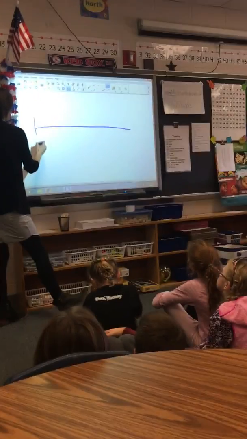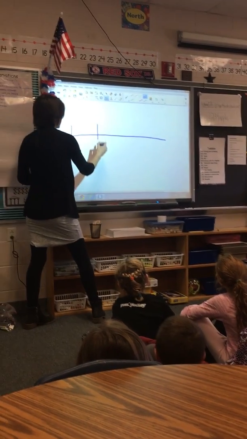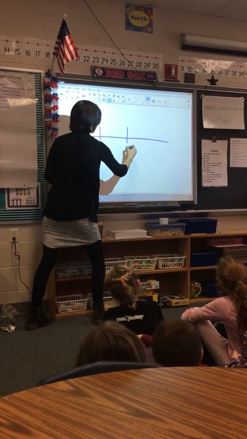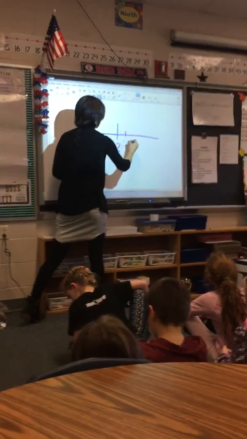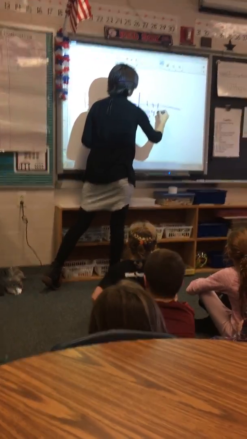a number line. And I start at 0. And I put in a 1. I put in a 2. And then I put in a 3, and a 4, and a 5.